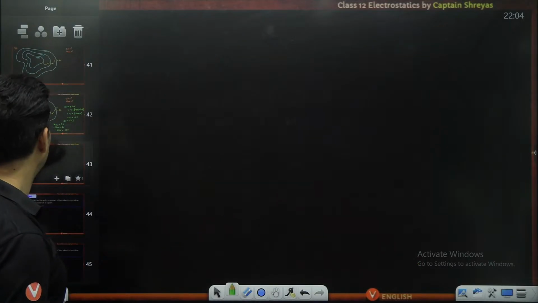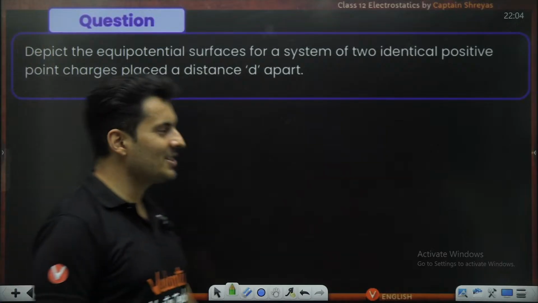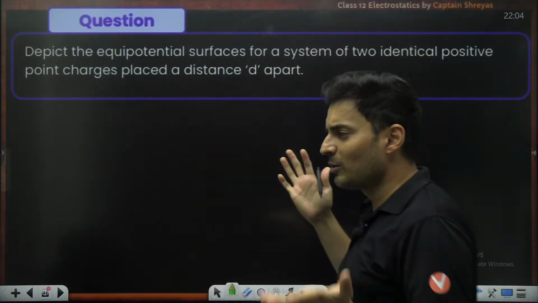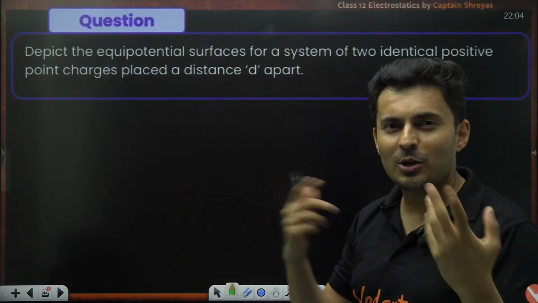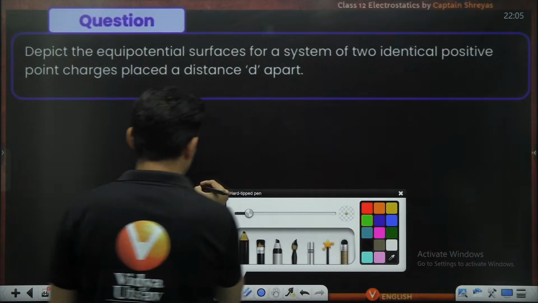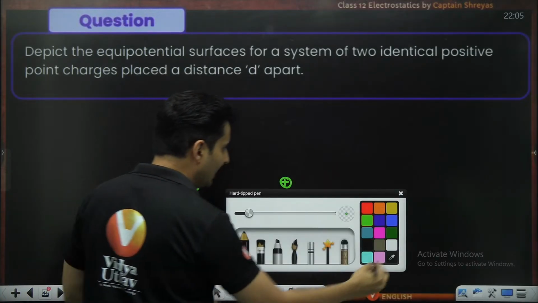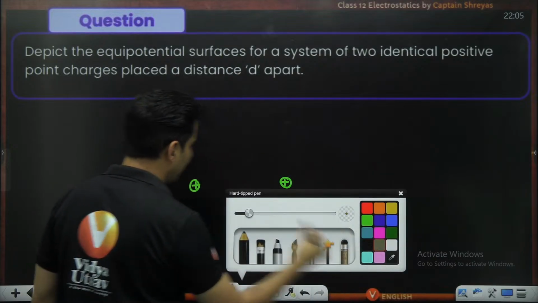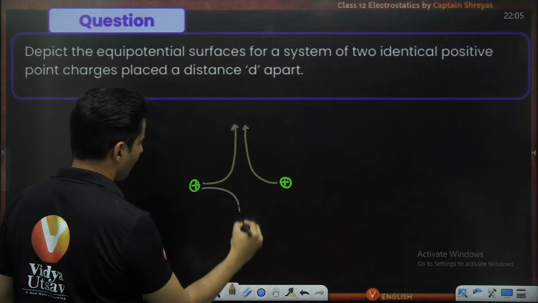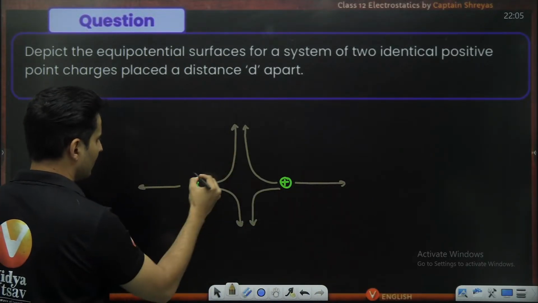So maybe we can take up an example over here. How will the equipotential surfaces look for two positive charges? We know how the fields look. If you know how the fields look, draw perpendiculars to them. That's it, guys. So we know how the field lines look due to two positive charges. The field lines, I'll just show it vaguely. It will look something like this, isn't it? Due to the positive charges.